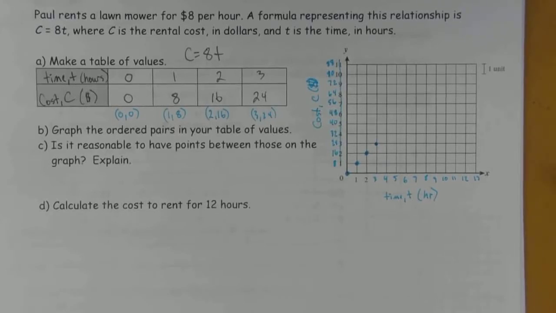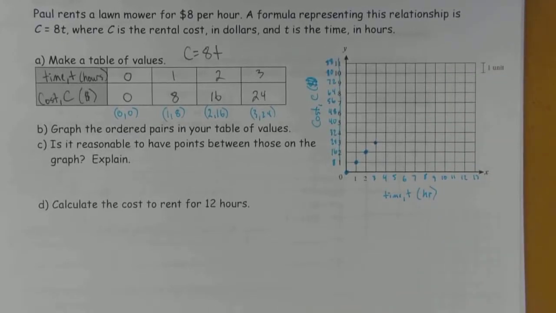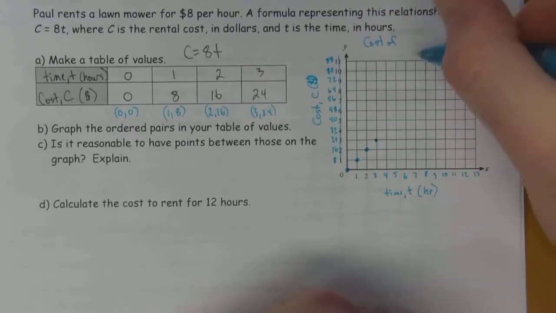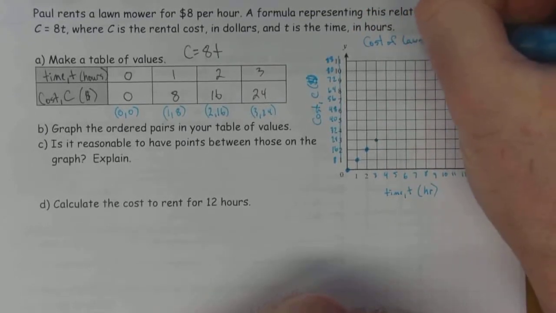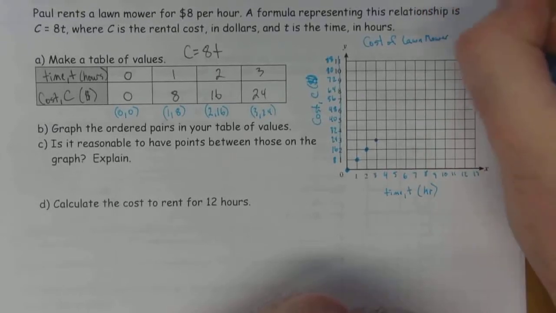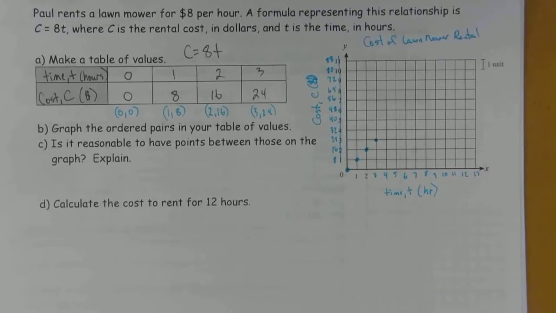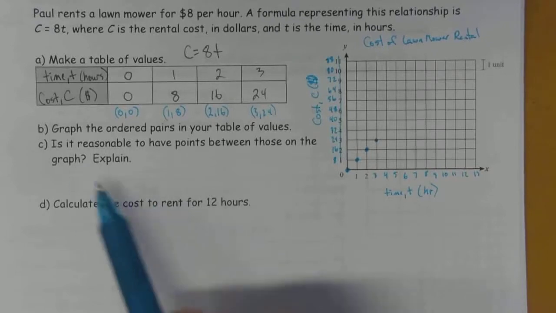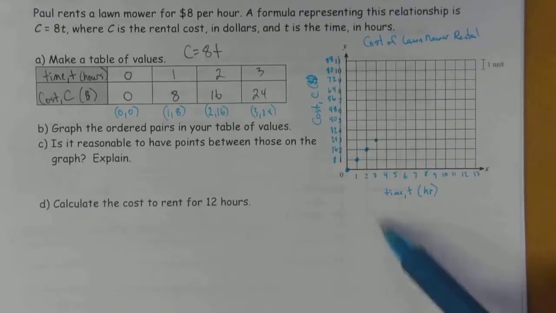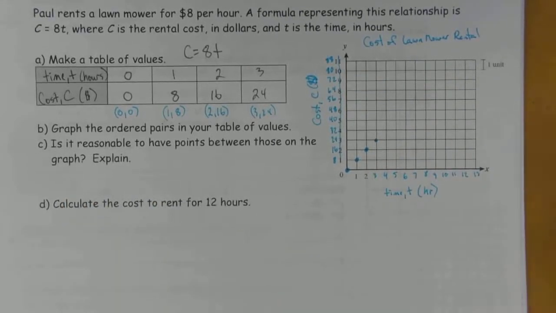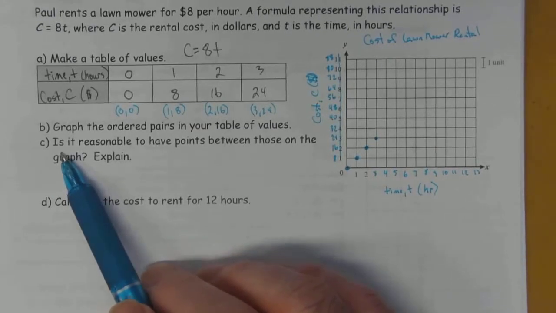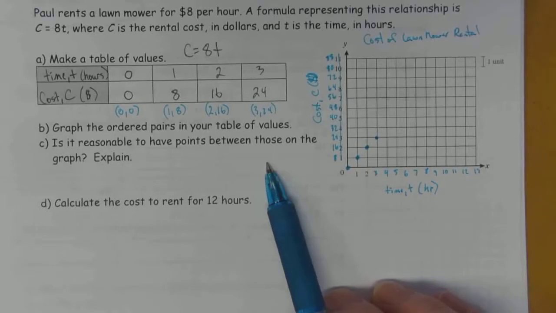Now we should have a title on our graph as well. Cost of lawnmower rental, or something like that anyway. So now we've graphed the ordered pairs. We've got 4 of them there. Now this doesn't take up the whole graph with these particular numbers, but that's okay in this instance. Part C, is it reasonable to have points between those on the graph?